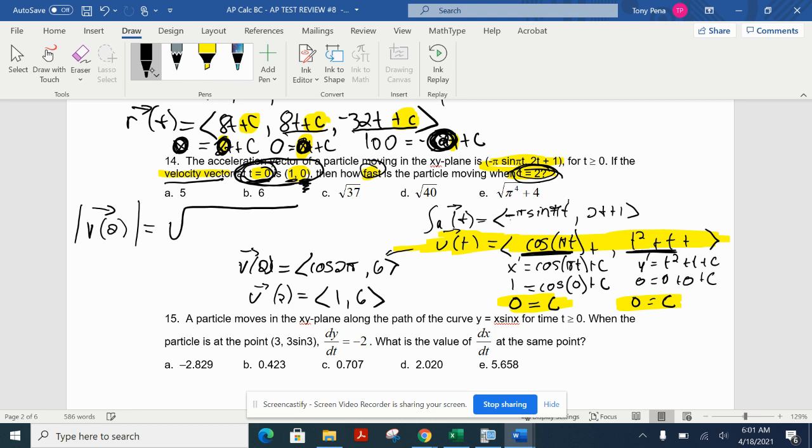Now we ultimately want the speed over here. That's the magnitude of that vector. So 1 squared plus 6 squared. 1 plus 36 is 37. You should get C for that answer.